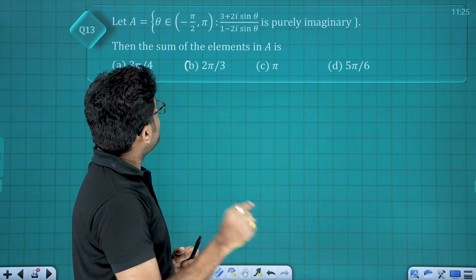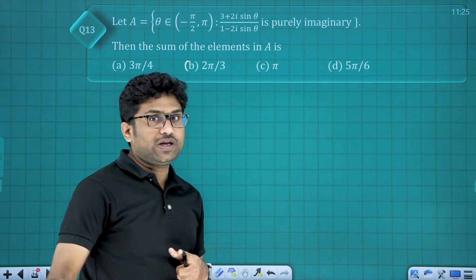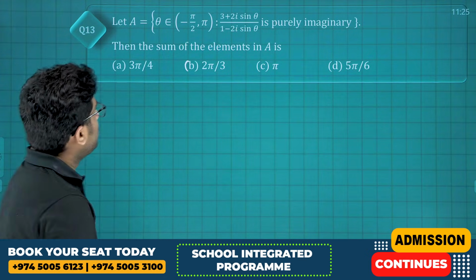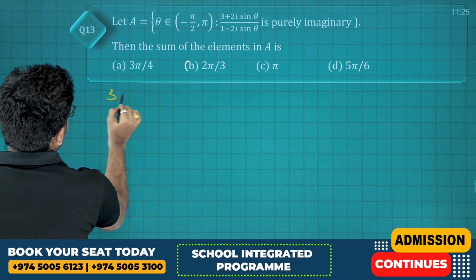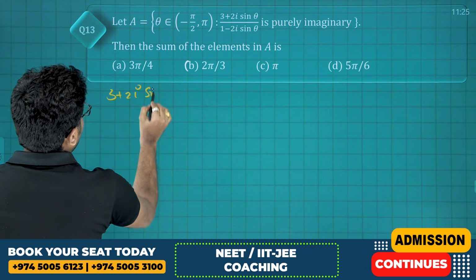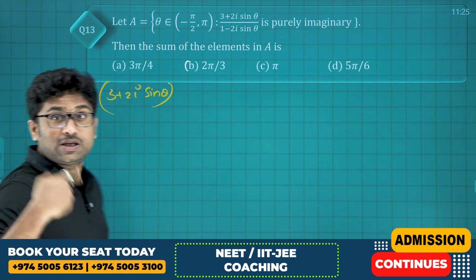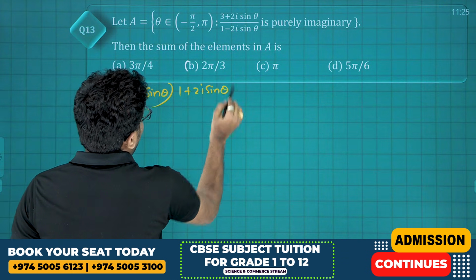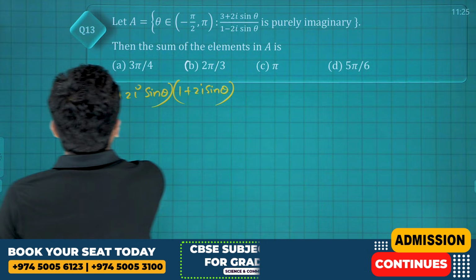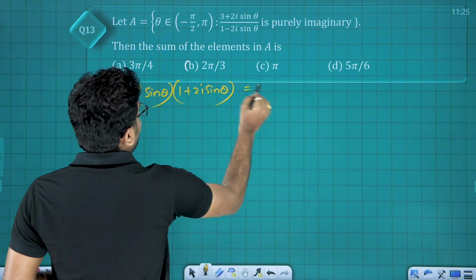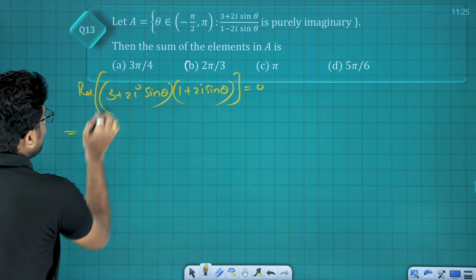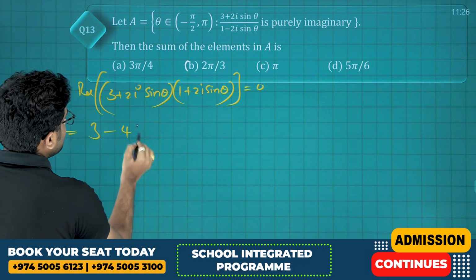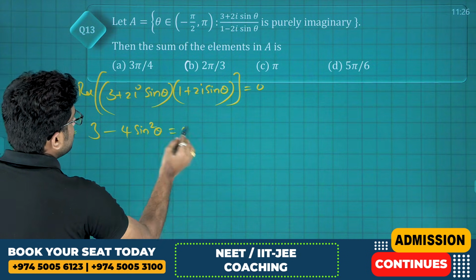Next question, see again they have given a complex number as purely imaginary. If it is purely imaginary, we equate the real part of that to 0. So what will be the real part? Just taking it directly, 3 plus 2y sin theta, we multiply this with 1 plus 2y sin theta, and we equate that real part to 0. So what is the real part of this? 3 1s are 3, 2y into 2y, that is minus 4 sin square theta is equal to 0.